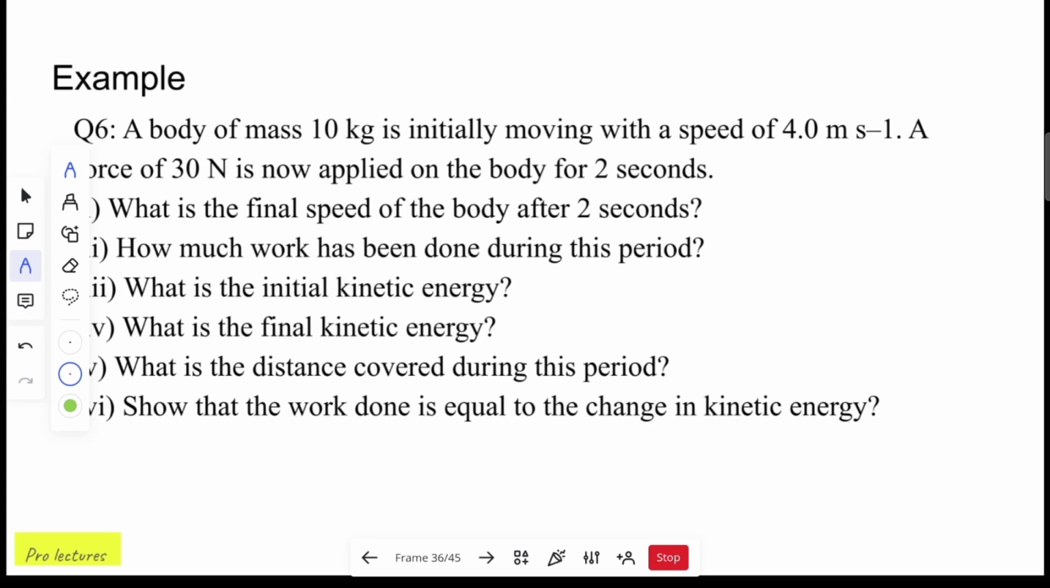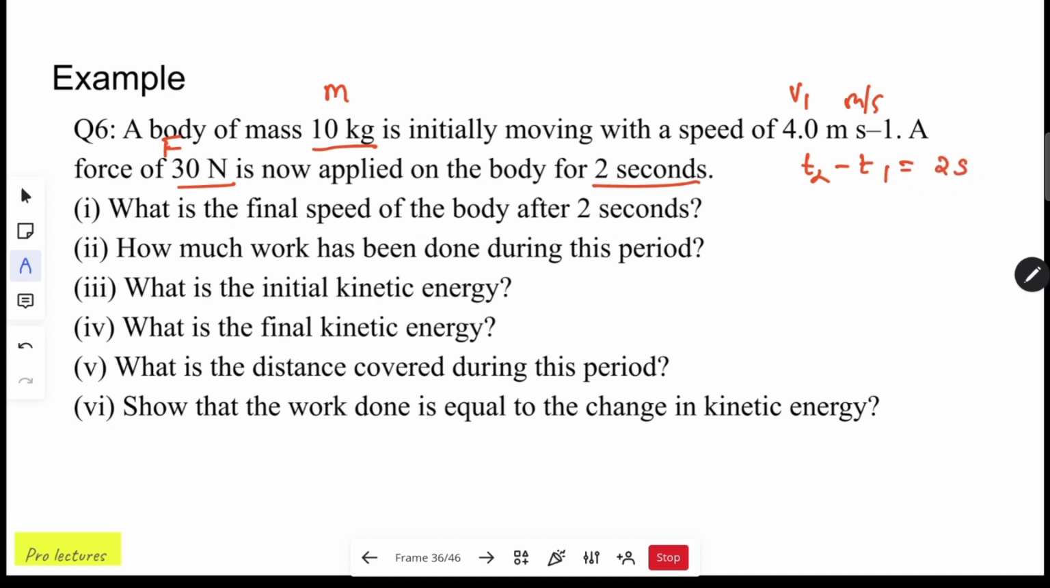Now let's see an example. A body of mass 10 kg is initially moving with the speed of 4 meter per second. So this is m, this is initial velocity v1. A force of 30 Newton, this is F, is applied to the body for 2 seconds. So change in time t2 minus t1 is 2 seconds. What is the final speed of the body after 2 seconds? How much work has been done during this period? What is the initial kinetic energy? What is the final kinetic energy? What is the distance covered? So that the work done is equal to change in kinetic energy.